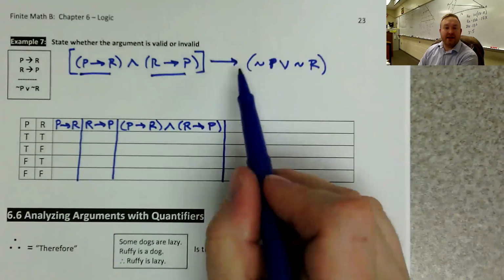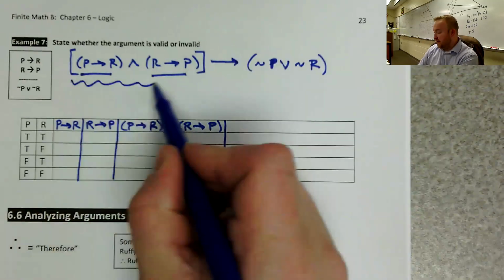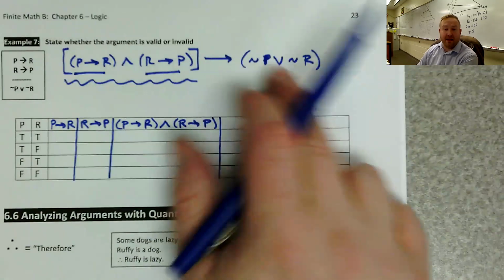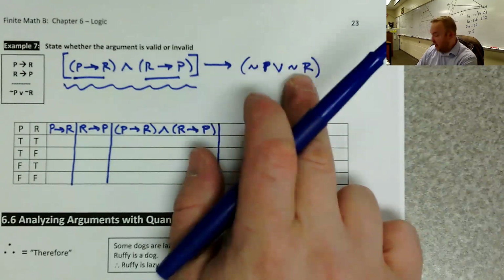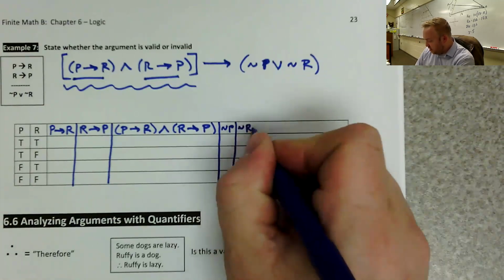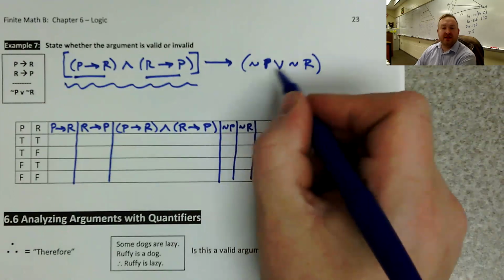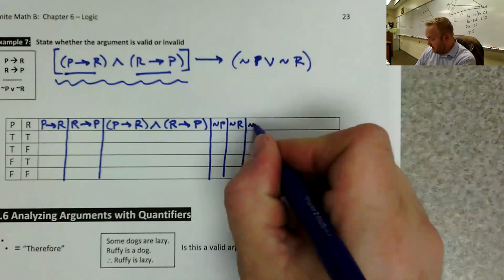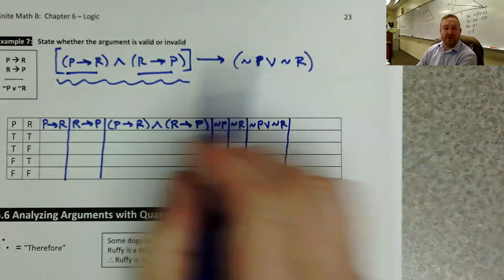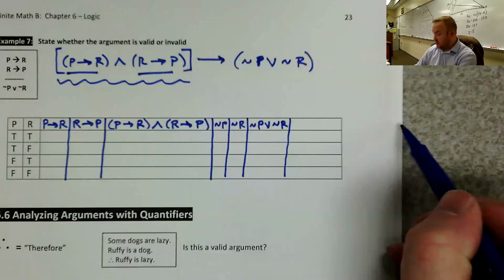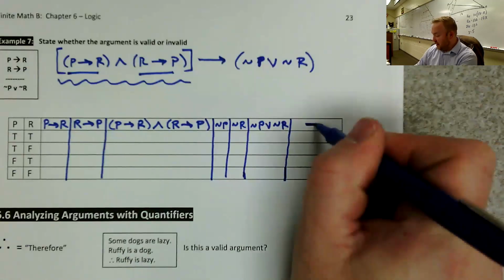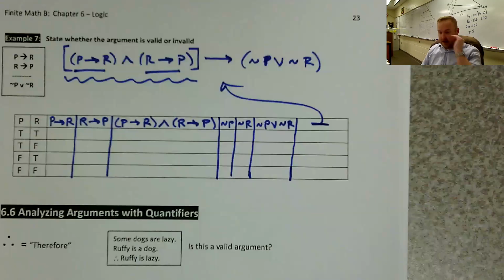Okay, now the next thing I need is to be able to do this conditional, and I have the whole left side of the conditional taken care of right now, but I don't have my right side of the conditional. So I'm going to need a not P and a not R. So not P, we have that column, and we have a not R column. And now I can do the disjunction of those two. So I can do not P or not R. Now, if I had more room, I would take this whole thing and rewrite it as the column header of the last column, but I don't. So I'm just going to say this column here is supposed to be that whole conditional statement.